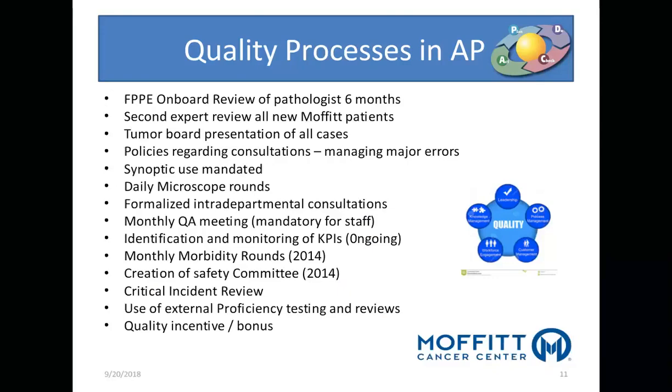Now, what processes have we put in place at the Moffitt Cancer Center? I'd like to share these with you so that you may consider them for your own practice. One of the first things that we do is every new pathologist that joins us at the Cancer Center, so we have 26 pathologists, and we are increasing our practice annually, so we add 2 or 3 new pathologists every year. So the first thing is a focused practice review of every new pathologist. So their scope of practice is defined.